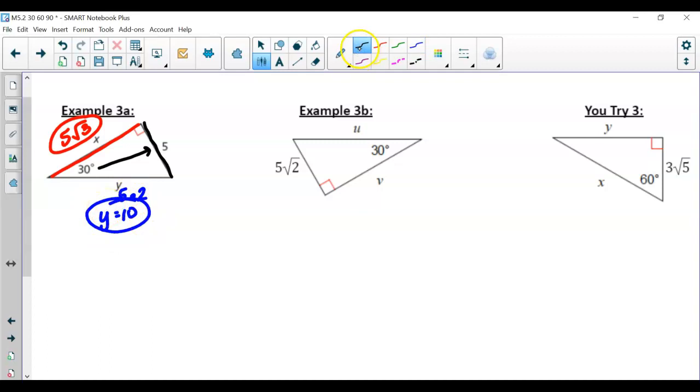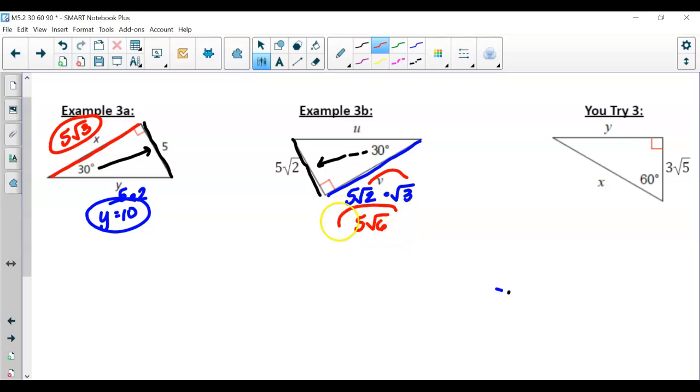So again, here, we're opposite from our 30, which is 5 radical 2. So again, we would take that to get our long leg, opposite from our 60, and multiply by radical 3. So this is 5 radical 2 times radical 3. Multiply the radicals. Now we've got 5 radical 6. Now can we simplify? No. Leave it 5 radical 6.